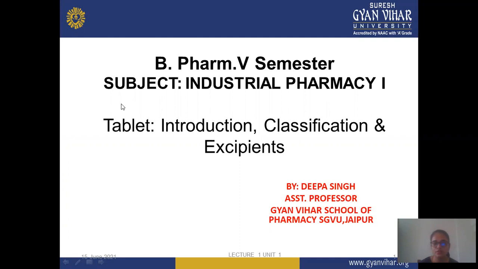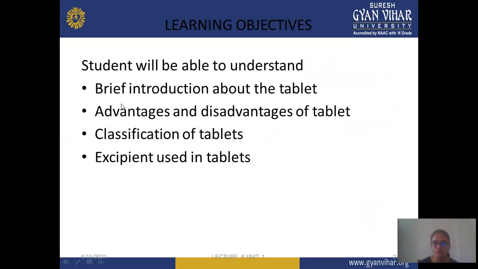Starting this topic, we should know the learning objectives. First, we learn a brief introduction or description of the tablet, and second, the advantages and disadvantages of the tablet. That means the definition of the tablet, general knowledge about tablets, and their advantages and disadvantages.